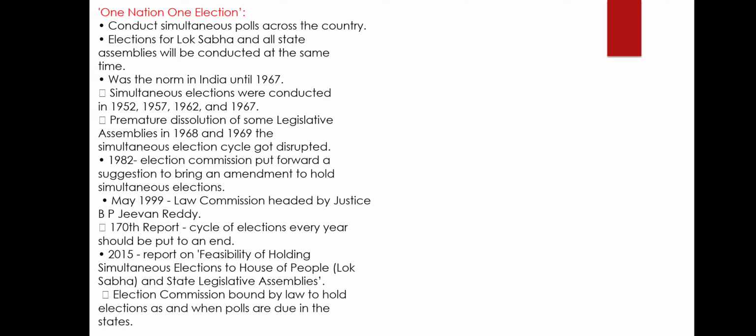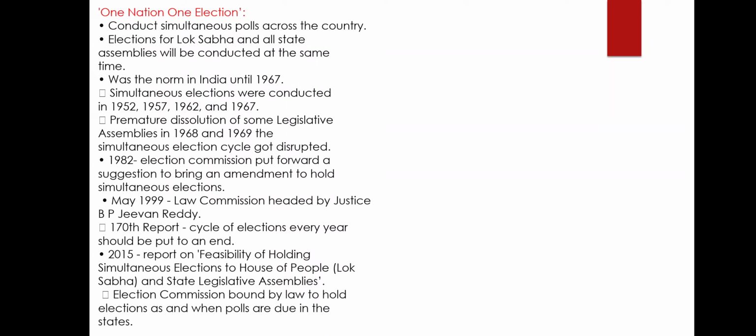Many attempts were made to revive the practice. For example, in 1982, the Election Commission itself put forward a suggestion to bring an amendment so that elections can again be held simultaneously. The suggestion did not fructify. Then in May 1999, the Law Commission headed by Justice B.P. Jeevan Reddy, in its 170th report, stated that the cycle of elections every year should be put to an end, and holding separate elections to a Lok Sabha should be an exception rather than the rule.